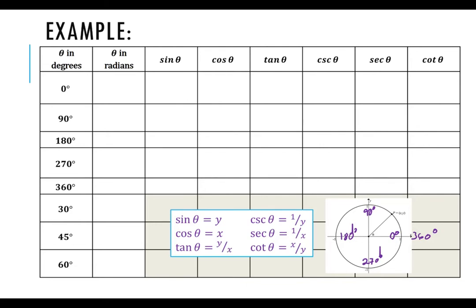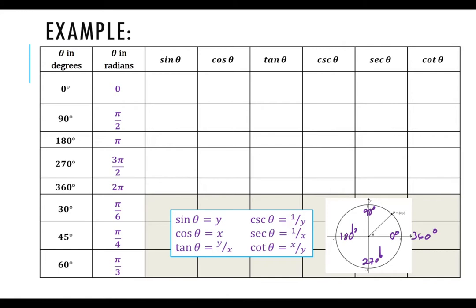Now back to remind ourselves what the radians are in degrees. Well, 0 degrees is 0 radians, 90 degrees is pi halves radians, 180 degrees is pi radians, 270 degrees is 3 pi halves, 360 degrees is 2 pi, 30 degrees is pi sixths, 45 degrees is pi fourths, 60 degrees is pi thirds. Now back to the quadrantal angles.